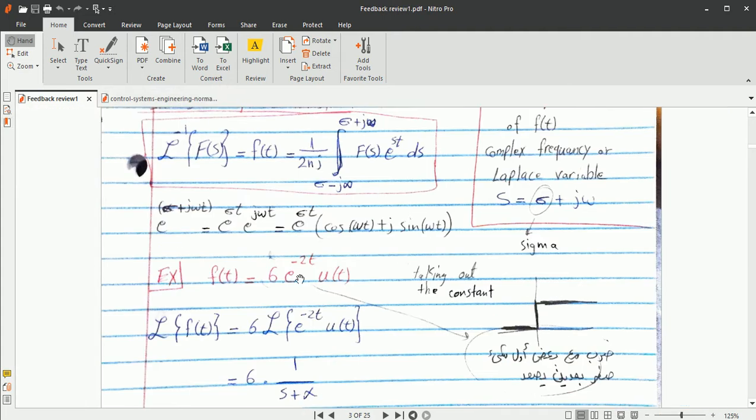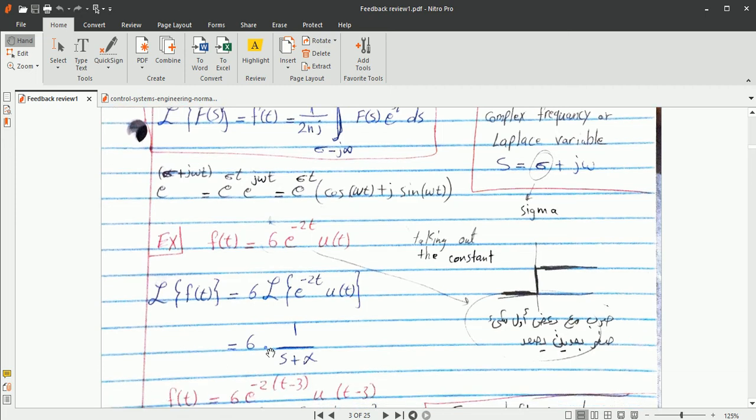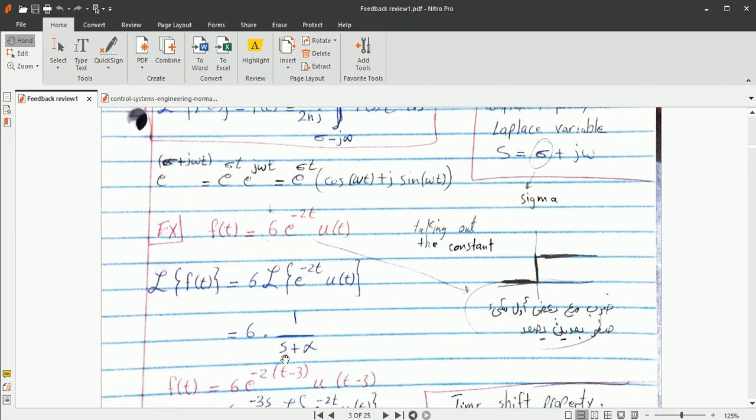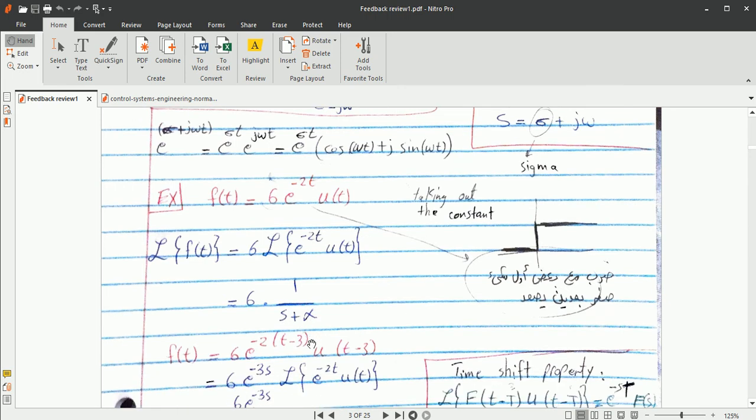Okay, so 6 into e raised to power minus 2t and u of t. We know the Laplace transform of u of t is 1 over s, and if you multiply by e raised to power minus 2t, it will become 1 over s plus 2. So that will be 6 over s plus 2.